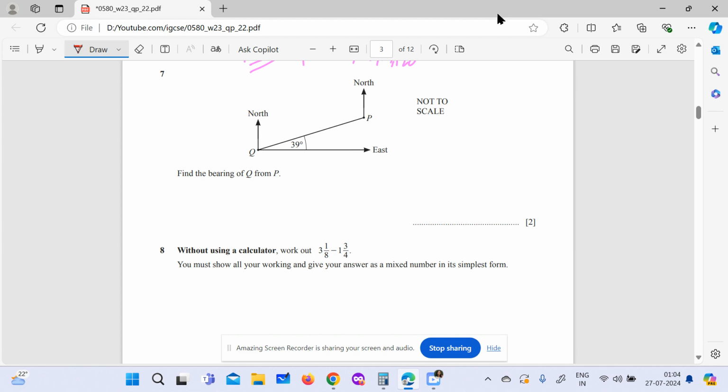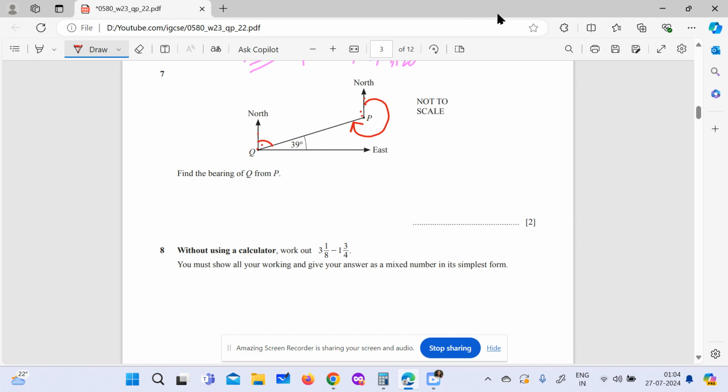Here, see, find the bearing of Q from P. So we have to find the bearing of Q from P. It means you need to find this value, right? So to find this value, we need to know this value. If we know this, we can find this easily, because this north and this north, these are parallel to each other. So this and this angle will become the co-interior angles. Then we can find it easily.